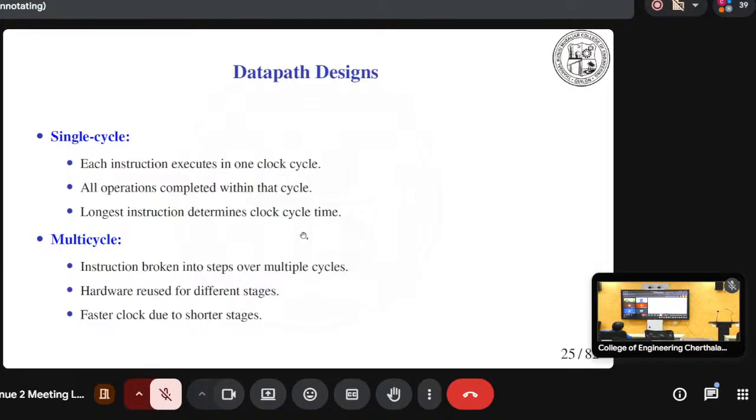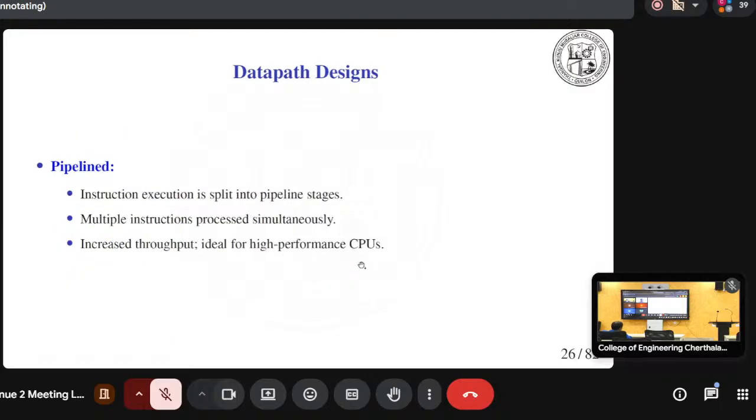In a multi-cycle processor, we reuse the different steps, and the instruction is done over multiple cycles. It has a faster clock due to short stages. And the pipeline processor, which is most effective, splits each instruction into pipeline stages, and multiple instructions are processed simultaneously. So pipeline design is the best, and it is ideal for high performance CPUs.